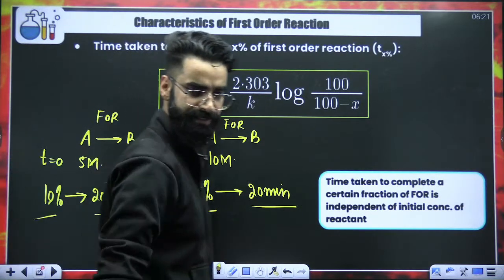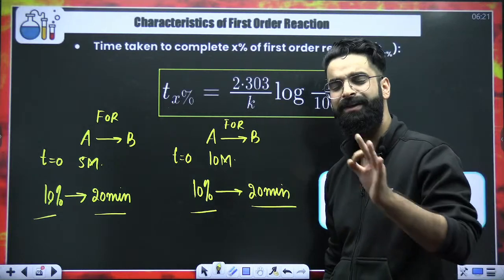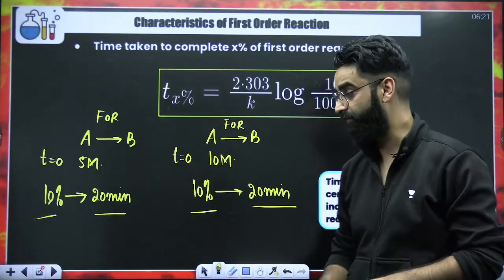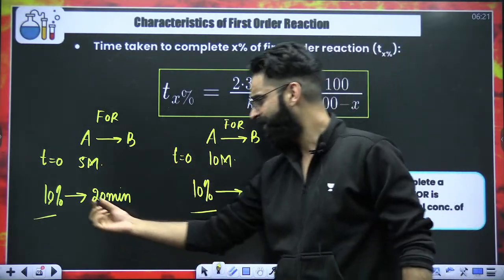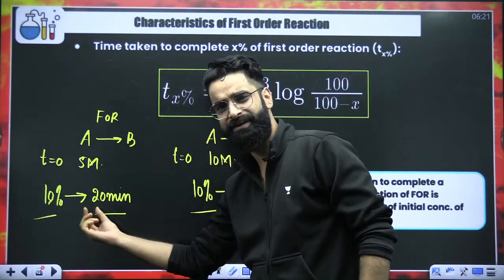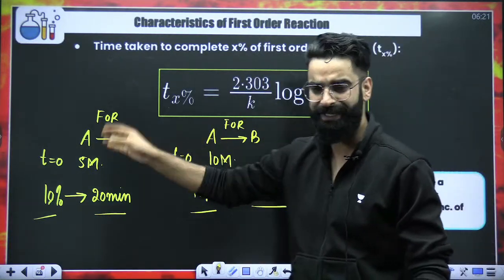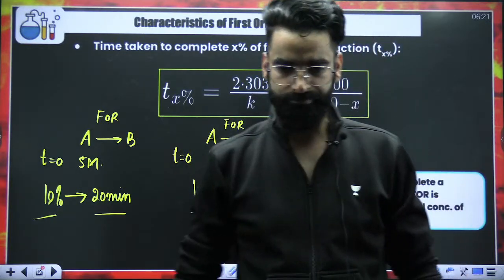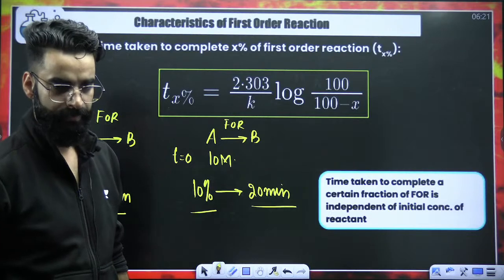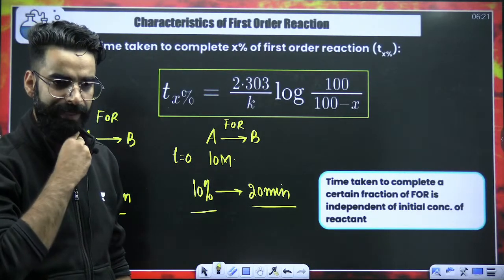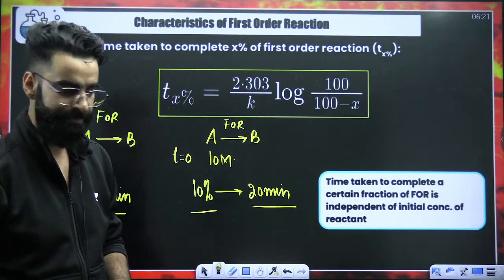I hope you got this particular statement. So time taken to complete a certain percentage of first order reaction is independent of initial concentration of reactant. No doubt you have kept the initial concentration different here, but time taken to complete a certain percentage of the reaction will be same in both the scenarios, no matter what the initial concentrations are, right? Right, people? Is it clear to everyone?